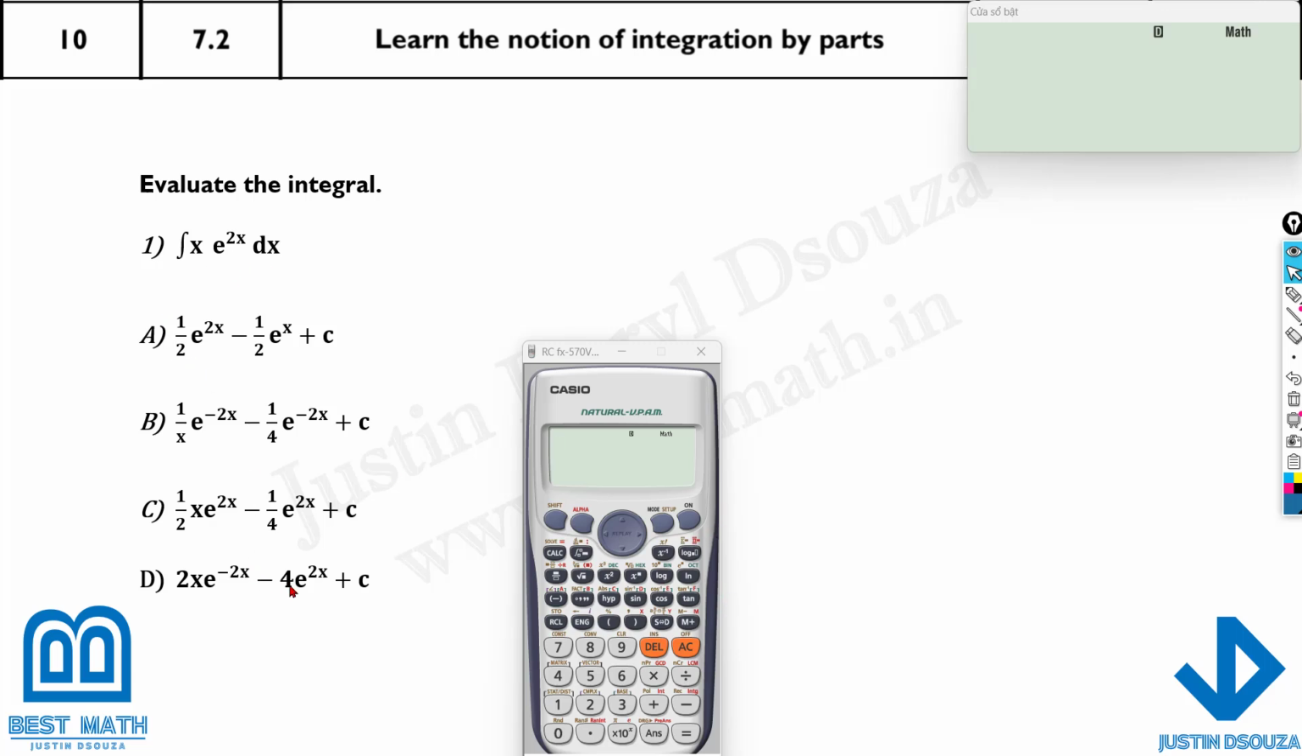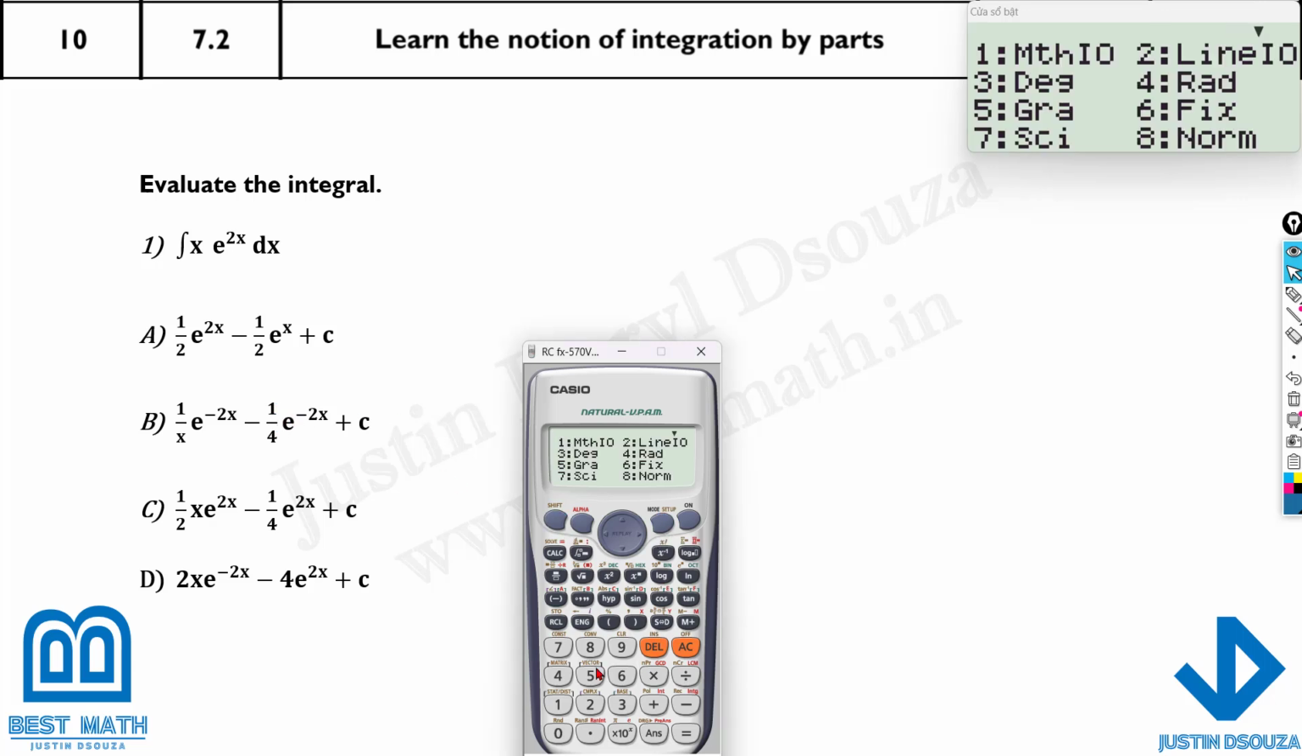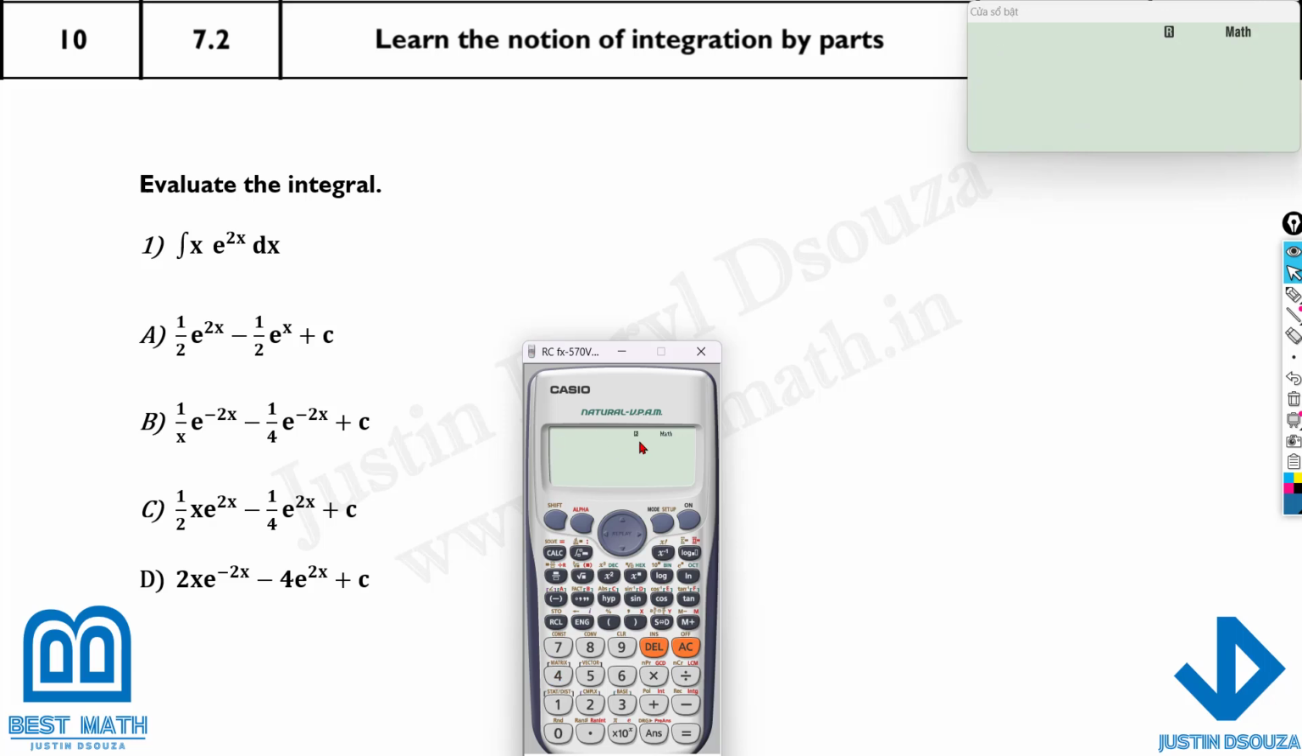It's better to put in the radian mode. See, this doesn't matter because there's no cosine or sine. That's no trigonometric functions. But it's better to put in radian mode. That's shift mode and 4. And now what you do is, whatever is beside next to the integral symbol, type it out. X, shift e to the power 2 and again x.